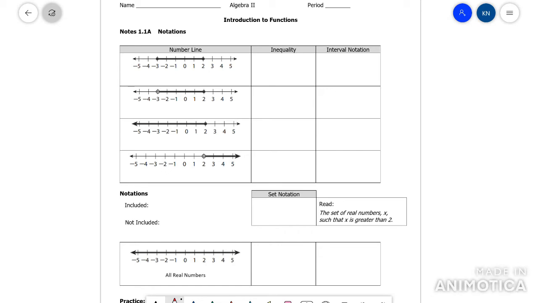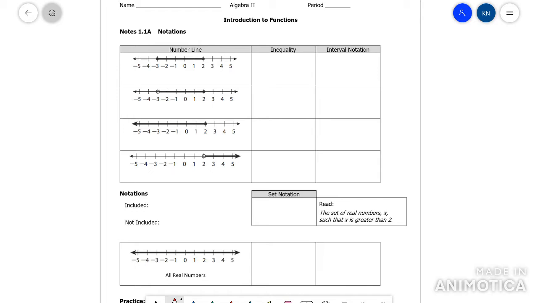This is going to be the first of many videos to come that teach you Algebra 2. So, let's just dive right in. Notation. There are three ways you can represent a range of numbers.